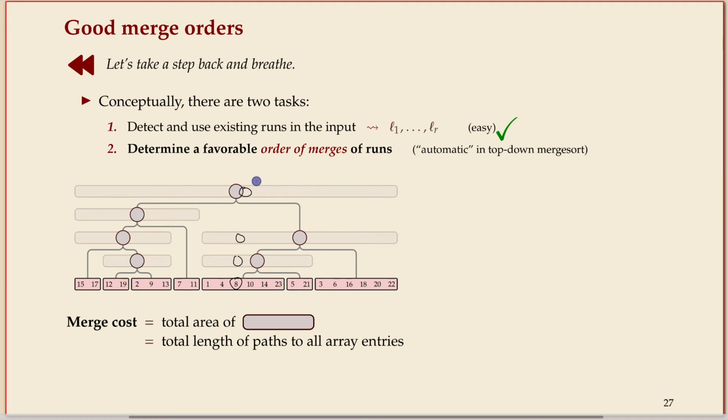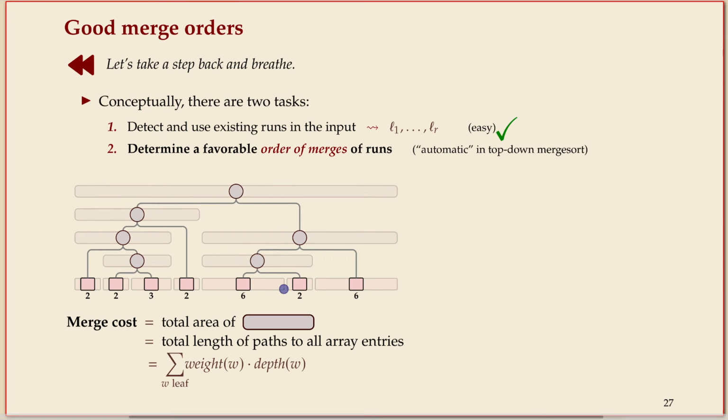So I could also sum the length of all the paths from the root to each of the elements in the leaves. That's the same as the sum of the gray areas. And because the leaves are all at the same depth, you can say it's the number of elements in the leaf times the depth, and you sum this up over all leaves.